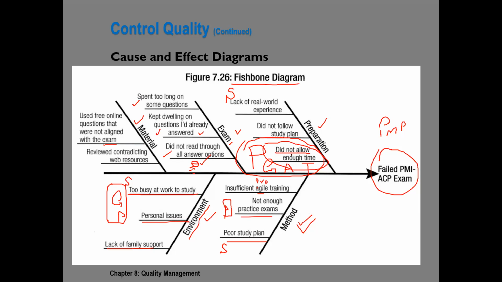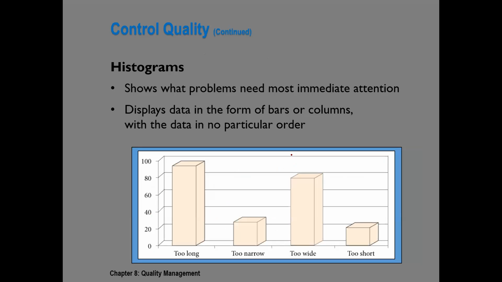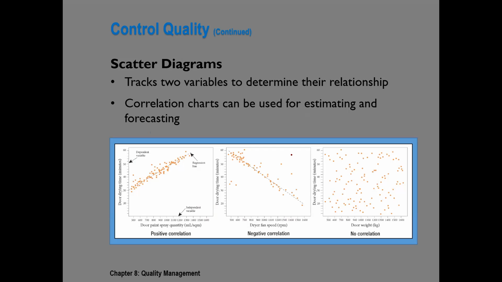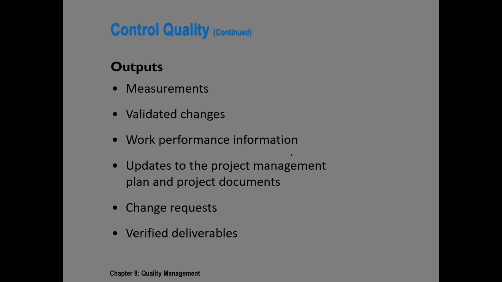Any questions? Histograms, we already talked about histograms. They provide us information, but not in a sequence, not that needs immediate attention. But on the other side, Pareto charts help us to identify those major reasons that cause most of the problems or most of the errors or most of the defects. Scatter diagram, we already talked about scatter diagram, so I'm skipping this too. And then that's the end.